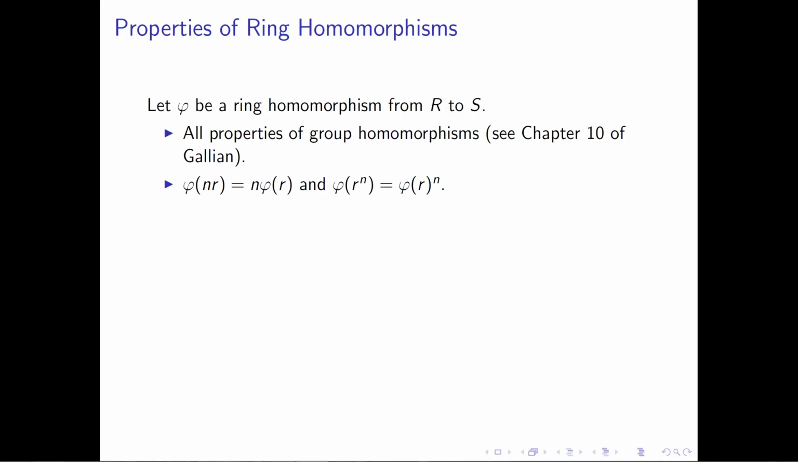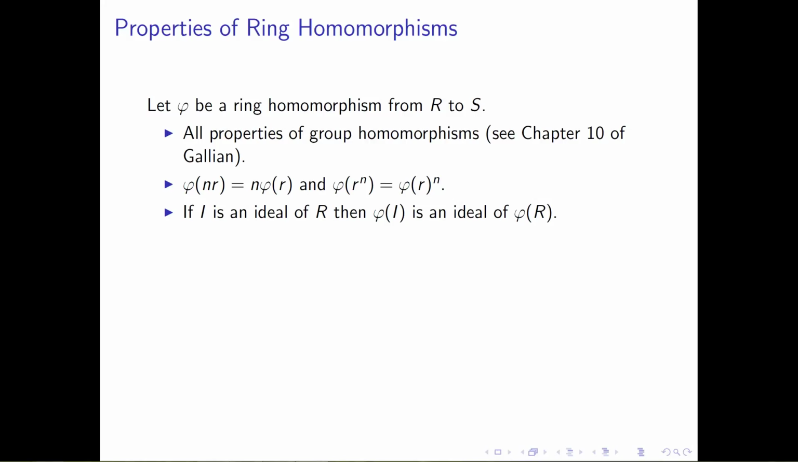The first property, this phi of n times r, the n is a shorthand for the unity element added to itself n times. And so for the first property, phi of n times r equal to n times phi of r, in order for that to be true, we must be talking about two different rings that have a unity element in order for this first property to be satisfied.